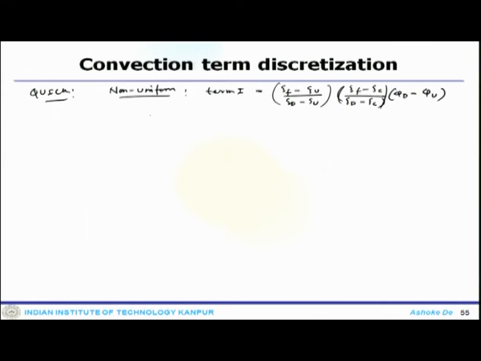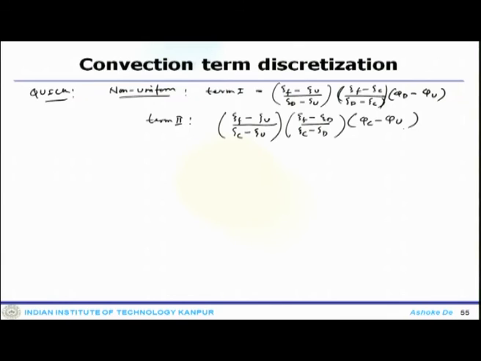Now, for the QUICK, the non-uniform system, the term 1 is (xi f minus xi u) divided by (xi d minus xi u) multiplied with (xi f minus xi c) divided by (xi d minus xi c) with (phi d minus phi u), and term 2 they would look like (xi f minus xi u), (xi c minus xi u), (xi f minus xi d), (xi c minus xi d), (phi c minus phi u).